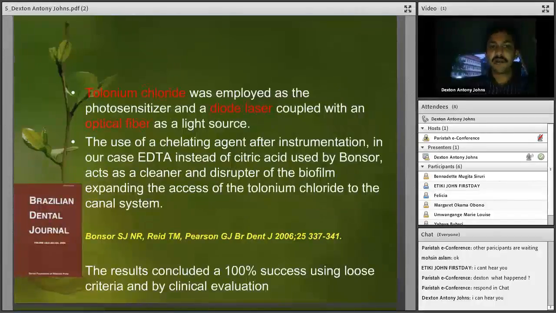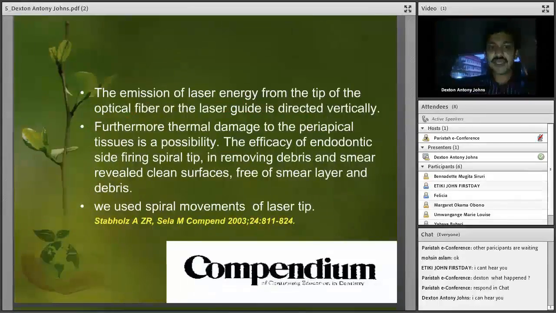Toluidine chloride was employed as a photosensitizer coupled with an optical fiber as a light source. The use of a chelating agent after instrumentation, EDTA instead of citric acid, was proposed by Bonsor et al. as a cleanser and disruptor of biofilm, expanding the access of toluidine chloride to the root canal system. The emission of laser energy from the tip of the optical fiber is guided by a laser guide. Furthermore, thermal damage to the periapical tissues is a possibility.